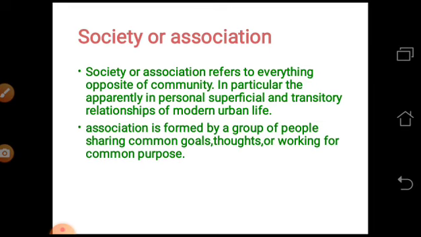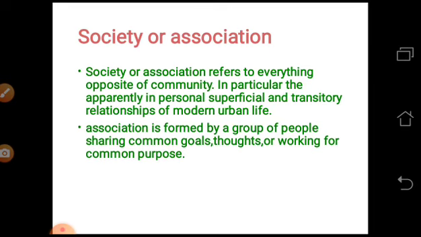Society or association refers to everything opposite of community. So it is just opposite to the community. In particular, the apparently impersonal, superficial and transitory relationships of modern urban life. These relationships are not personal, they are impersonal and superficial. It is not like how we talk in our family. For a particular goal only we have made this association. That is why we will go talk to them. It is not informal. Okay, a very formal relationship will be maintained in that association.